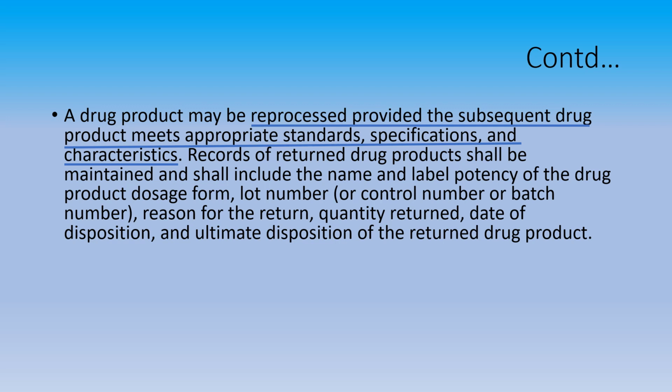Records of returned products shall be maintained and shall include the name and label potency of the drug product, dosage form, lot number or control number or batch number, reasons for return, quantity returned, date of disposition, and ultimate disposition of the returned drug product. So, when the drug product is received that meets specifications, it may be reprocessed. Detailed records of all such activities should be captured in official records.